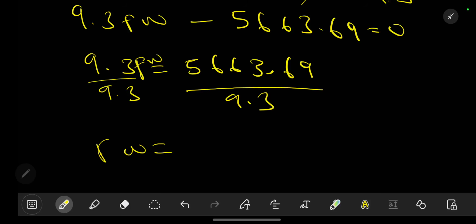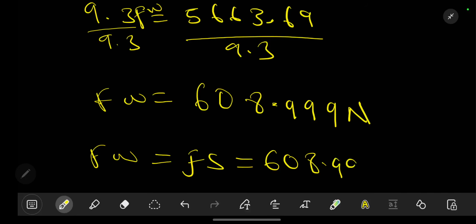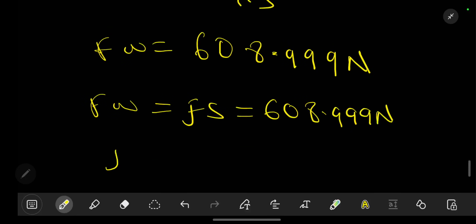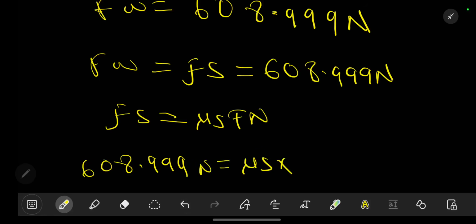This is going to give us a value of 608.999. So this is our FW. Remember, we said that FW is equal to Fs, which should now be equal to 608.999 newtons. So we know that Fs is equal to mu s times the normal force. So our Fs, 608.999, should be equal to mu s times the normal force.